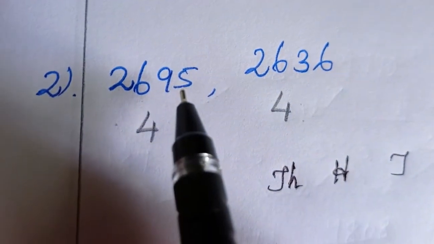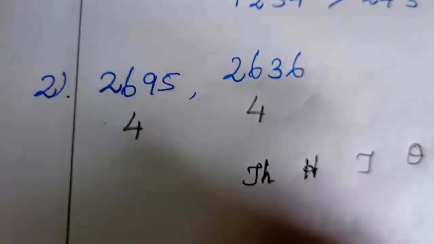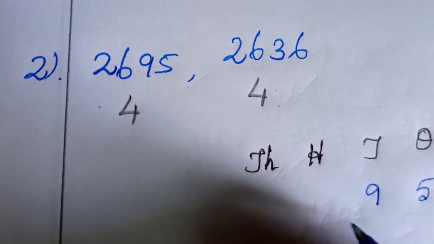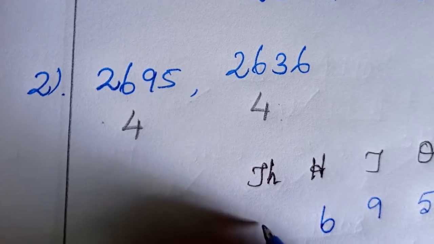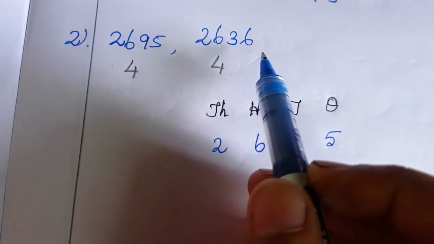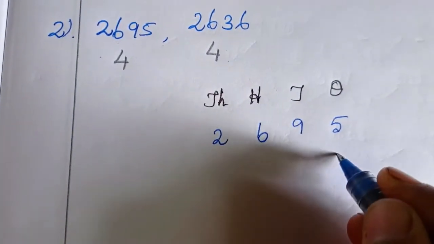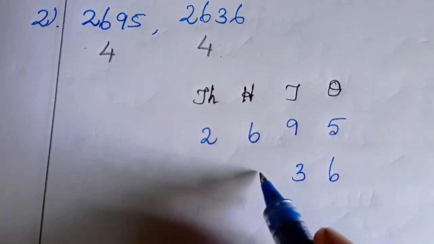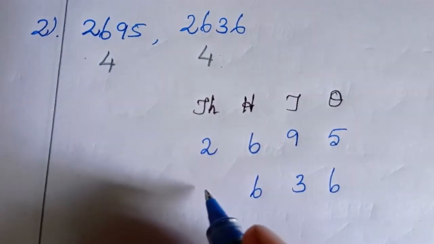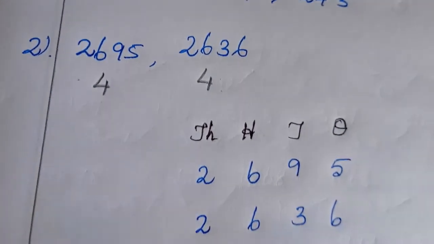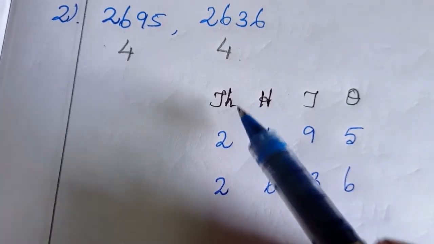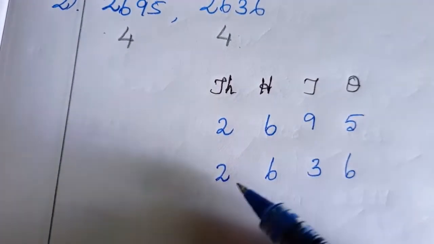So in the first number, which number is in the ones place? Yeah, 5. And tens place 9, hundreds place 6 and thousands place 2. Now the second number: the ones place value is 6, tens place value is 3, hundreds place value is 6 and thousands place value is 2. So children, now compare the highest place value of these two numbers.